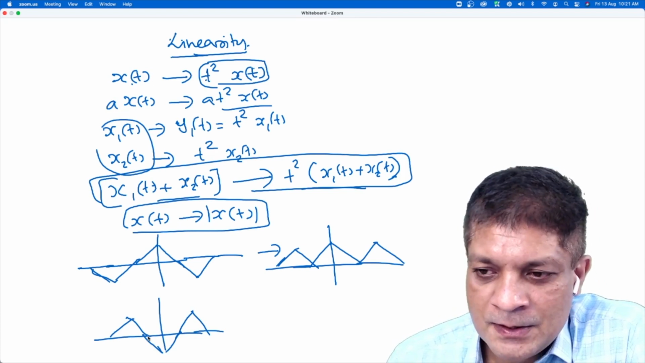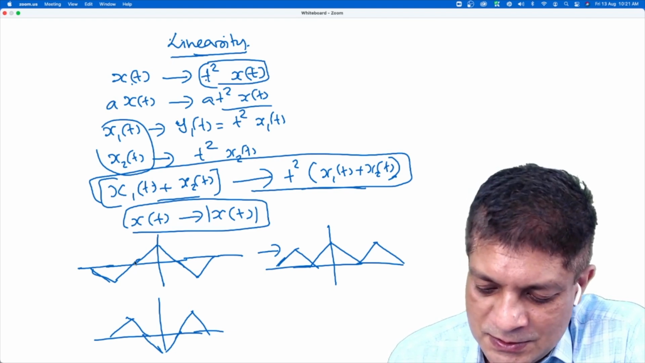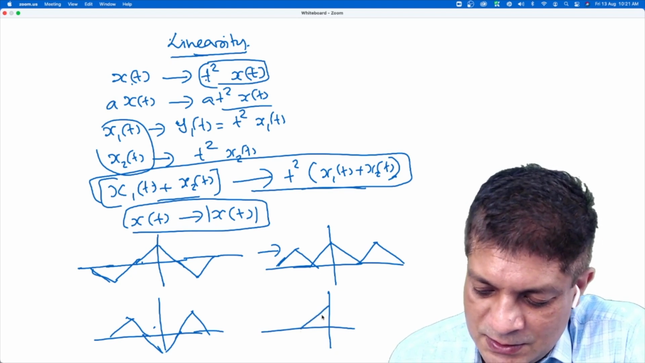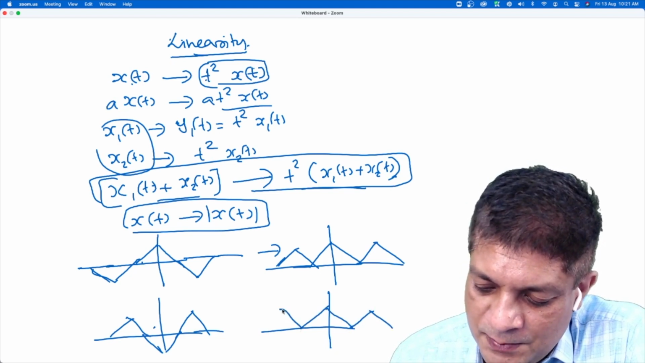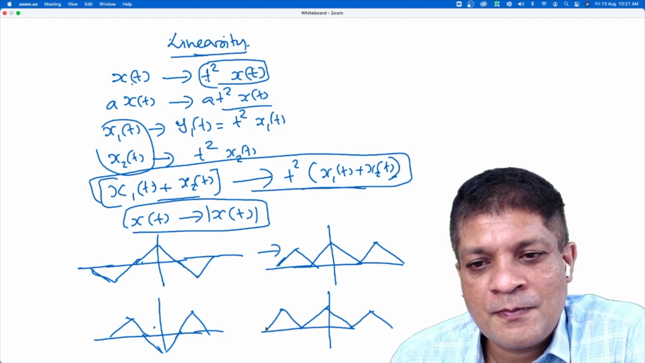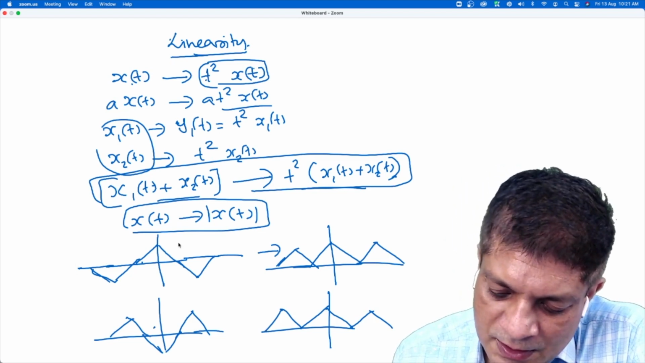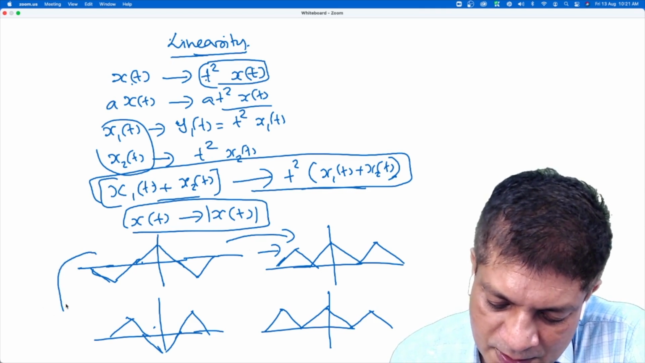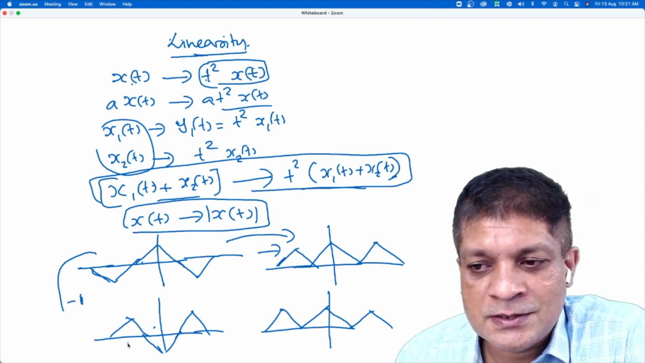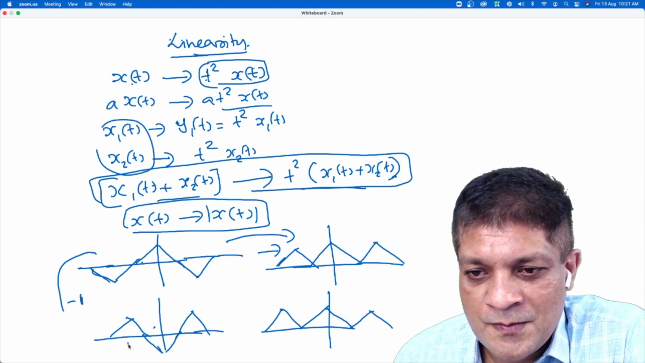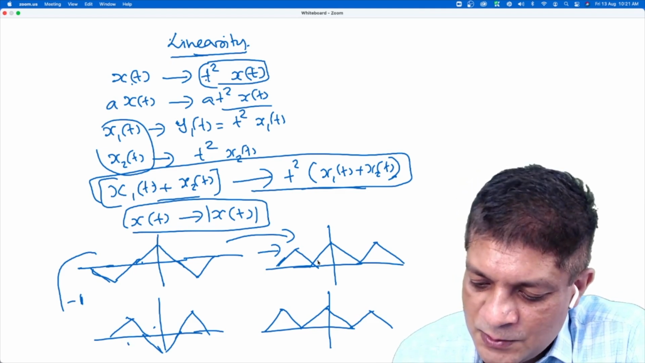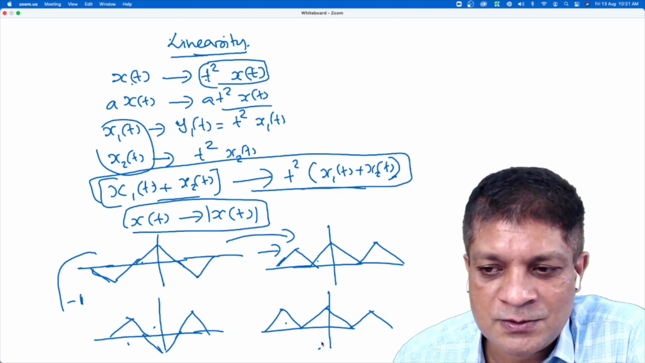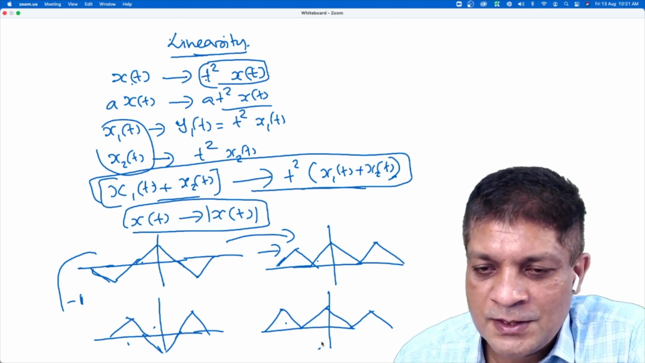It is the same, because this is this multiplied by -1. So does this satisfy the homogeneity property? What is that property? This signal is giving an output. If you are multiplying this signal with -1, we are getting this signal. So if the output is also multiplied by -1, then we can say that the system is homogeneous. Is it a homogeneous system?